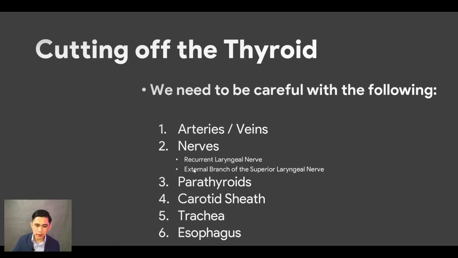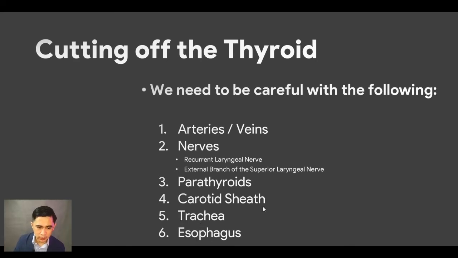Two nerves. We'll discuss that in a while. We also need to be careful of the parathyroids. This is very near the thyroids, the parathyroid glands. We also have to be careful when cutting off the thyroid and be wary of the adjacent carotid sheath. We also be careful with the trachea and the esophagus, which are also near the thyroid gland.